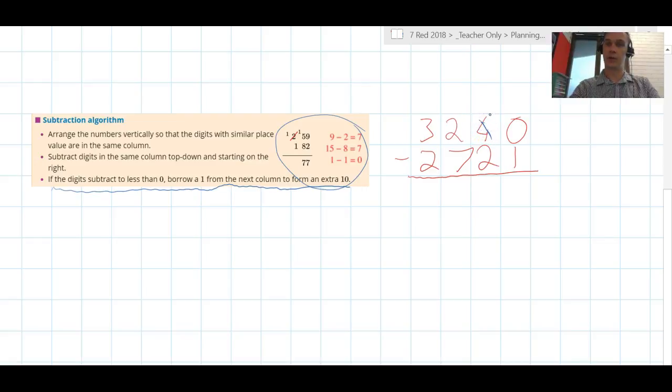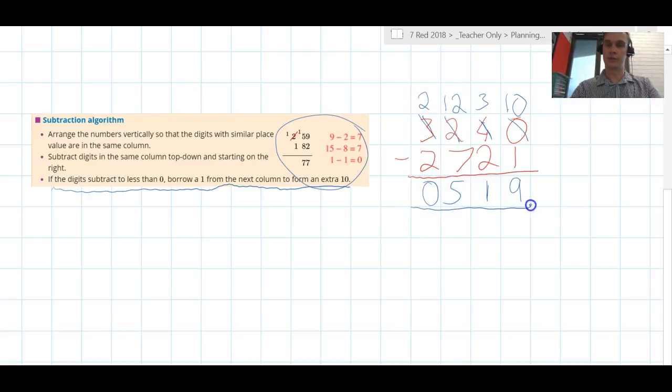So instead of a 4, that now becomes a 3, and I add that 10 here. So now I have 10 minus 1, which equals 9. 3 minus 2, I can do that because the number above is higher, so that is 1. Move over to the hundreds column. 2 minus 7, I can't do that, because the number above is smaller than the number below. So I need to borrow from the number to the left, so that now becomes 2. I then add the 10 to this, so this is now a 12. 12 minus 7 equals 5. And 2 minus 2 equals 0.